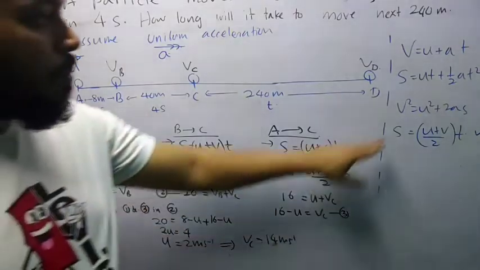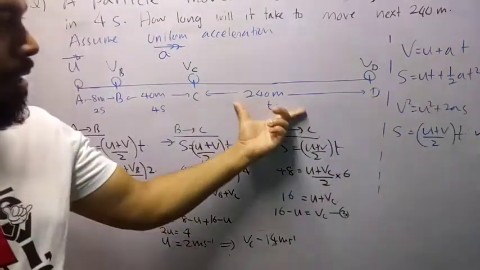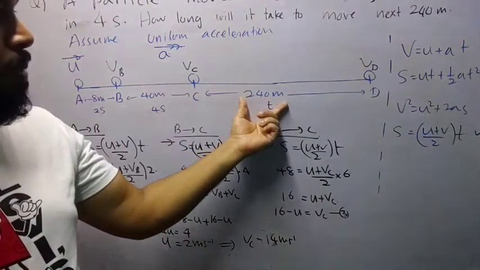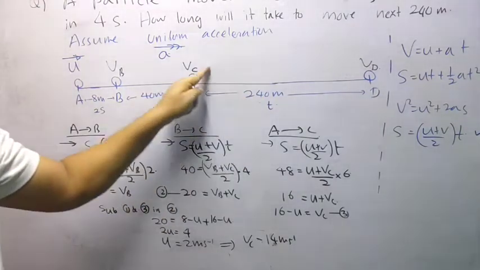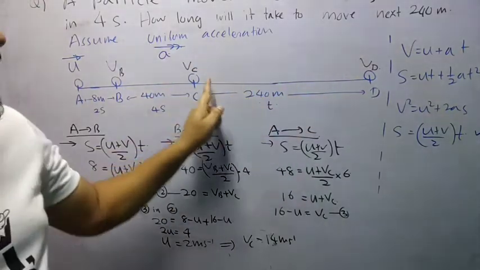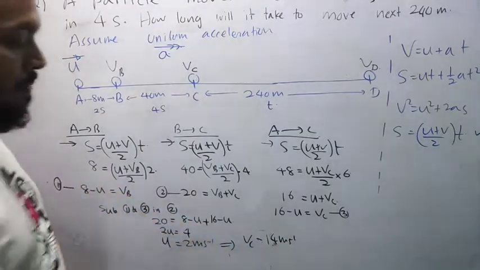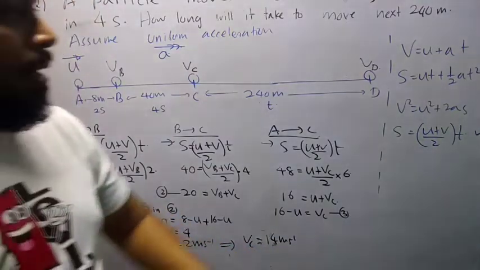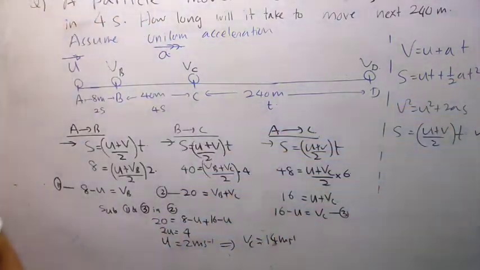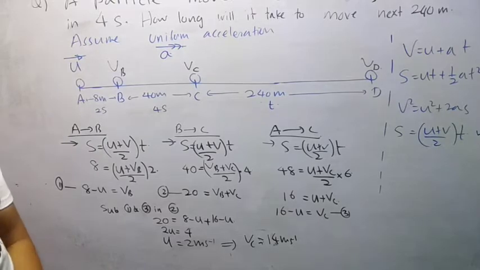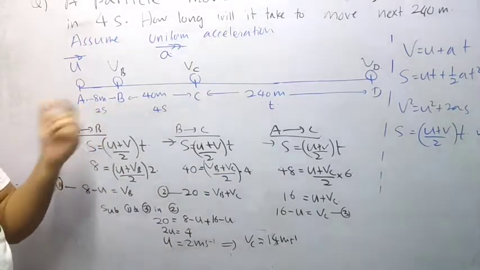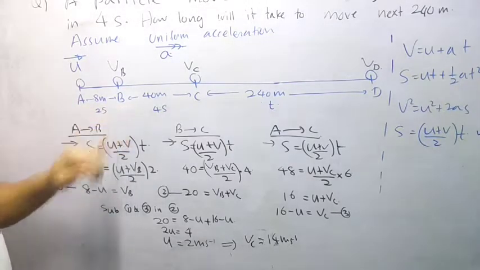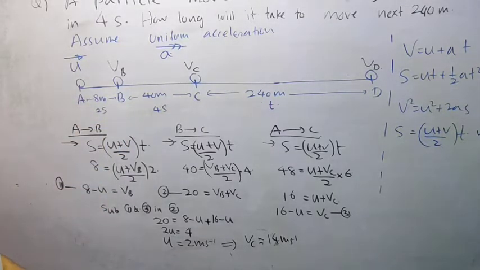If we know it, we can use this formula for the time, because we know the displacement, we know the initial velocity. Now initial velocity from C to D is VC, which we just found, and again we can't do it because we don't know the acceleration. So we find acceleration now. Let's start with acceleration. If we take A to B, in this motion we can get the acceleration.